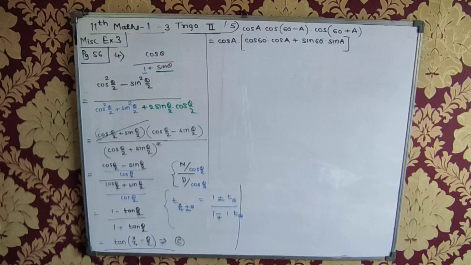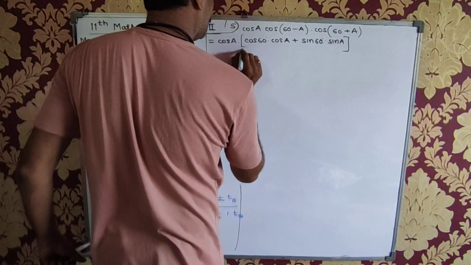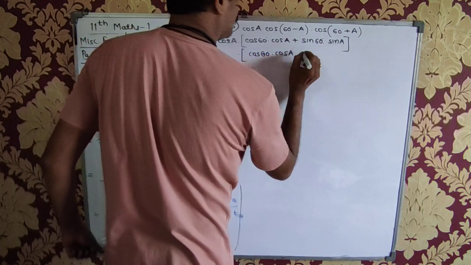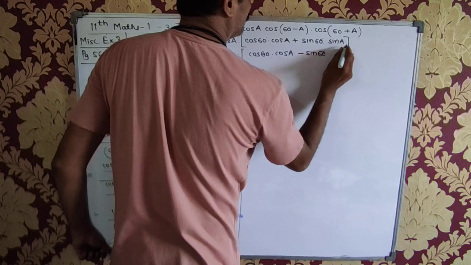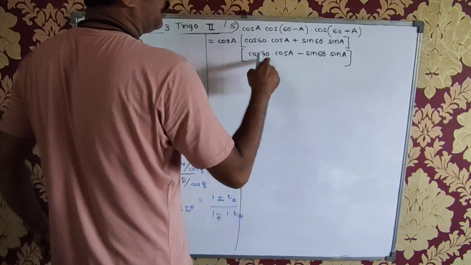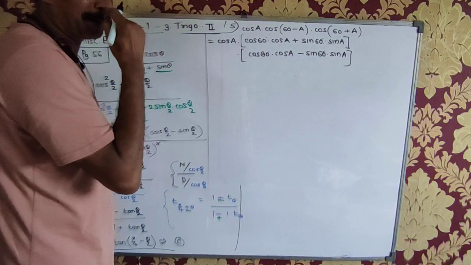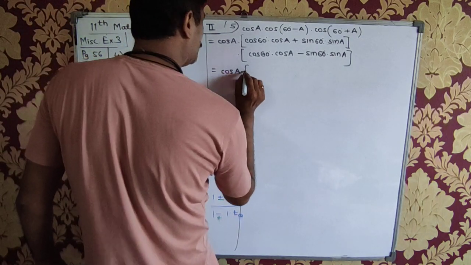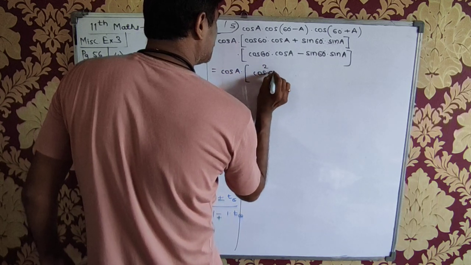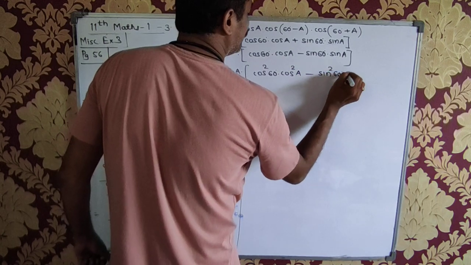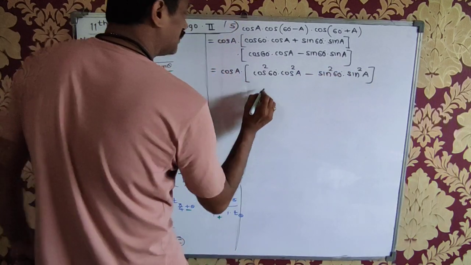Into cos of (A plus B), cos A cos B minus sin A sin B. Now this is (x plus y) into (x minus y), x square minus y square. Right? So that is cos A into cos square 60 cos square A minus sin square 60 into sin square A. You see? Cos square 60.